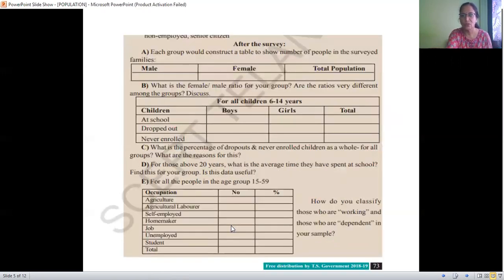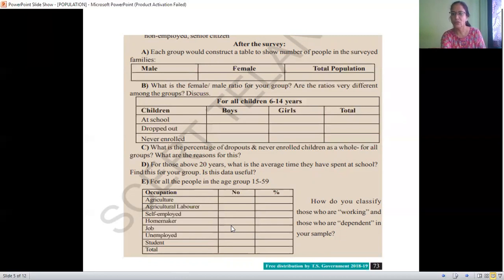Now after the survey, the students have to fill the table, that is male and female and the total population. For children between 6 to 14 years, the number of boys in the school and number of girls in the school and the total. Then the number of boys dropped out from the school and number of girls dropped out from the school. Then the number of boys who never enrolled their name in the school, and the number of girls who have never enrolled their name in the school, and the total.